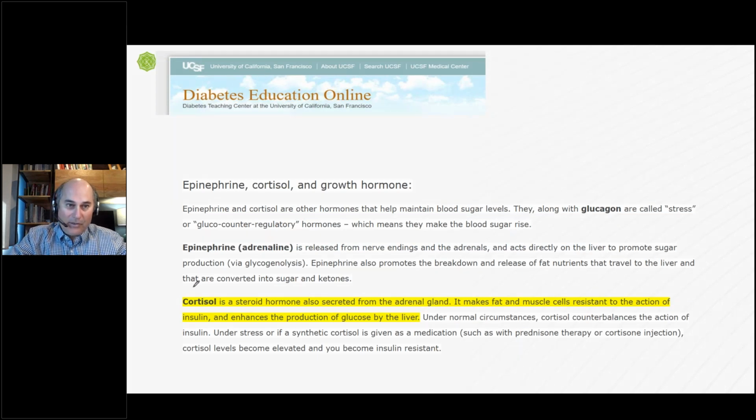This cortisol, when we're stressed, cortisol is released. It's a steroid hormone secreted by the adrenal glands. It makes fat and muscle cells resistant to the action of insulin and enhances the production of glucose by the liver. Now that's a good thing.